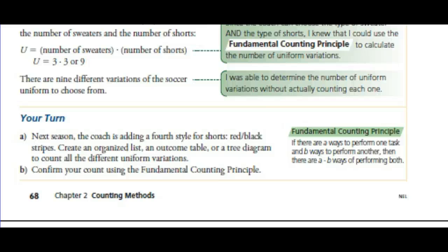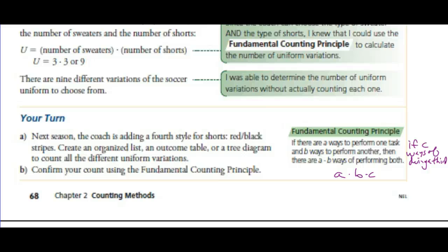Fundamental counting principle says if there are A ways to perform one task and B ways to perform another, then there are A times B ways of performing both. And we could add to that, right? If there were C ways of performing a third, then you'd list A times B times C, and so on, right? If there was a 4th task, we would multiply by it.